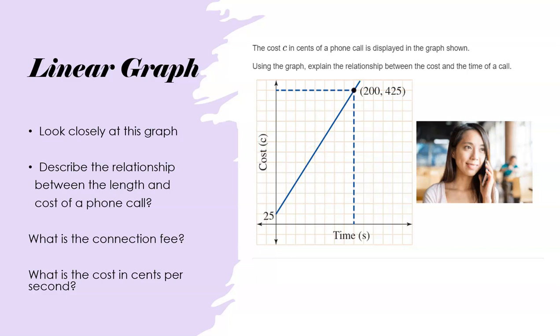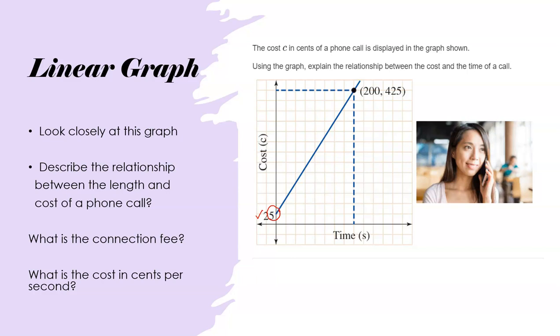But more specifically, what is the connection fee? In other words, before I even start to talk to my friend, it costs me something just to have my phone connected to his or her phone. If we look at this point on the graph where it touches the vertical axis, we can see that the value is 25. This is telling us that just connecting to my friend is going to cost me 25 cents. Before I even start talking to my friend, I have to pay 25 cents.